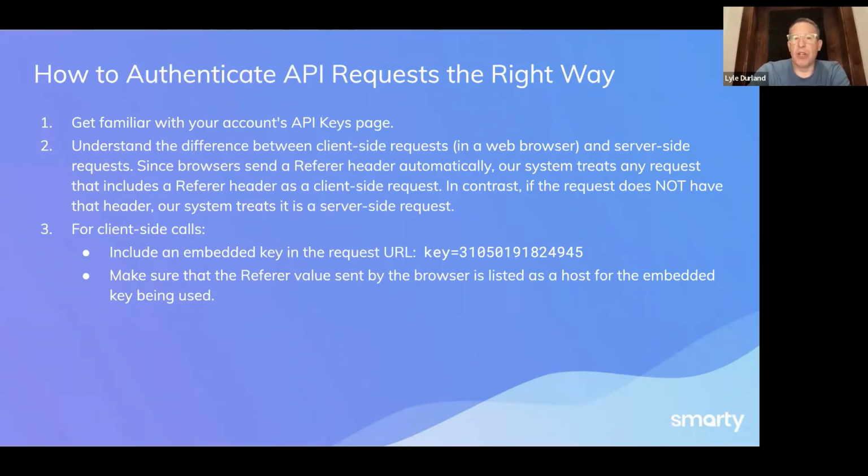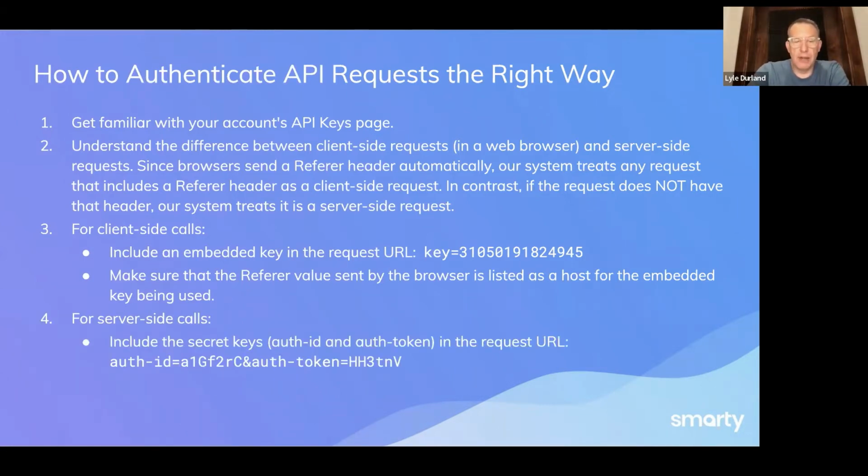Obviously, as I mentioned before, you can list many host values for any one key. But whenever you're working in a browser, just be really aware of what that referrer value is. That's what needs to be listed as a host for the key. And if you get those two things right, then your client-side authentication will work. Okay, and then finally, for server-side calls to work, they're even simpler. Just make sure to include the secret keys, auth ID and auth token, in the request URL. So auth ID equals and auth token equals right in the request URL.